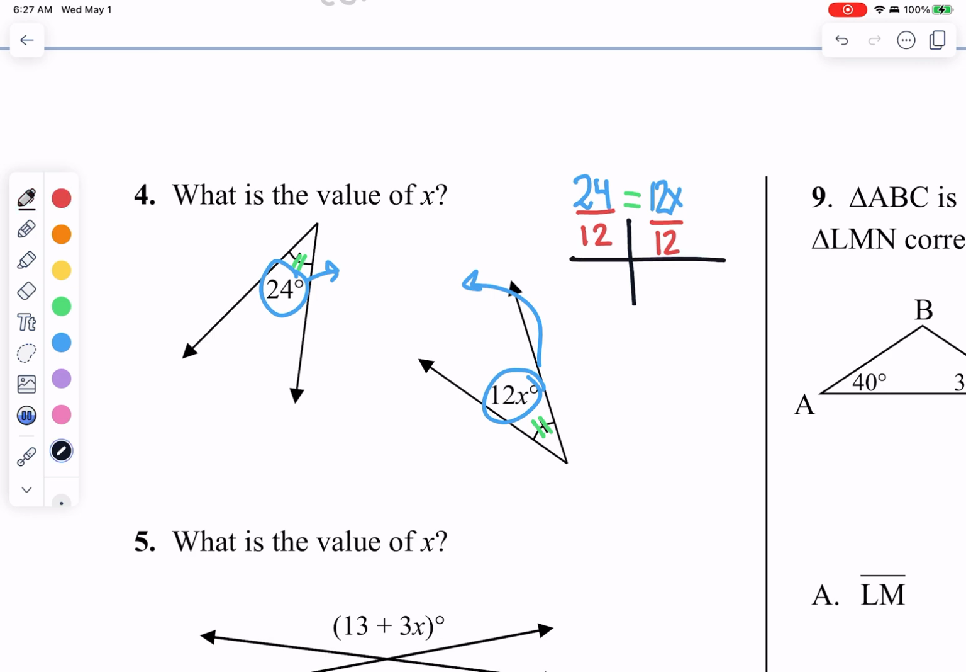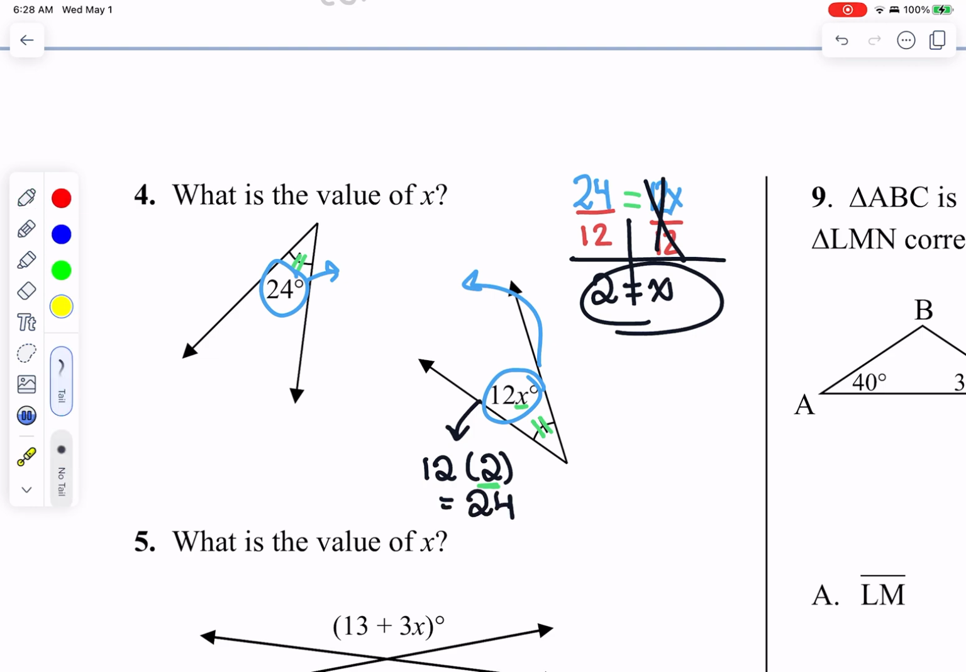On the right side, x drops down. And on the left side, 24 divided by 12 is 2. Okay? 2 equals x. How can I check my answer? Oh, that's a great question. I'm glad you asked. Right here, 12x is the same thing as 12 times x. Well, we said that x equals 2. So that's what I'm going to plug into this parentheses right here. 12 times x, same thing as 12 times 2, which I know is 24, which is equal to this 24 over here. They are equal to each other. So I know that I'm right.